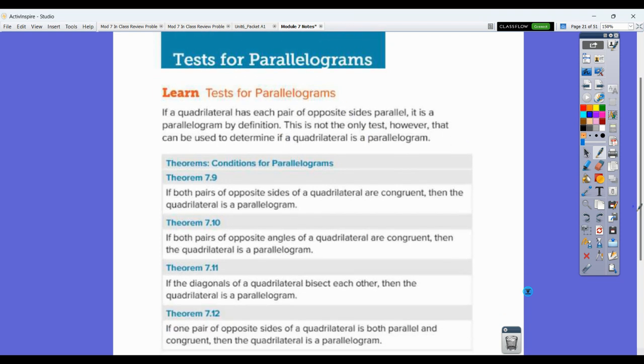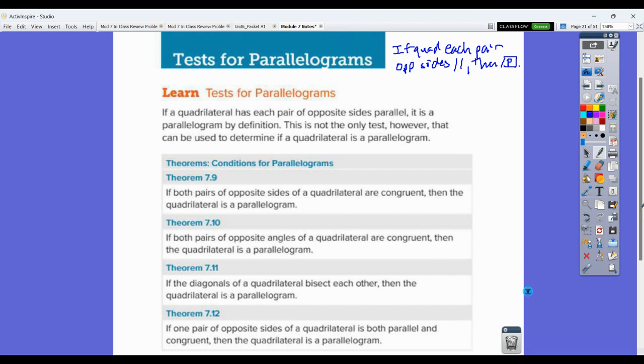So by definition, you can prove that if a quadrilateral has each pair of opposite sides parallel, then it's a parallelogram. Okay, so there's one of your reasons. And then you have these other ones that are down here.